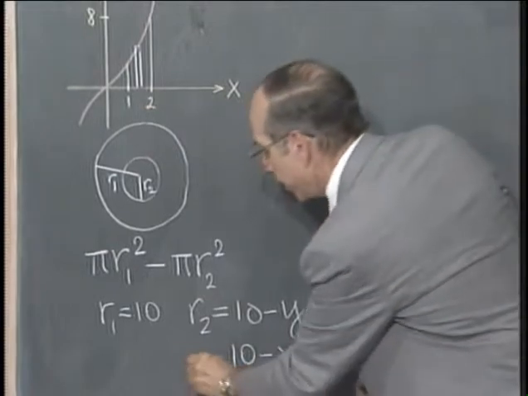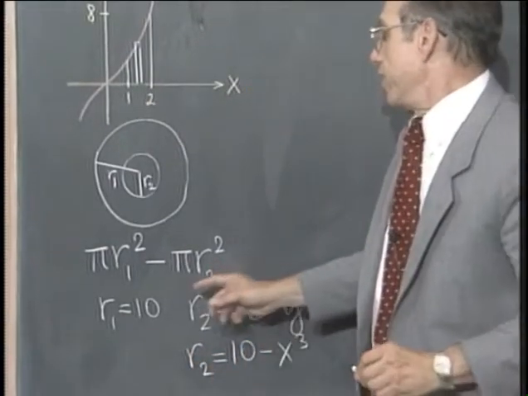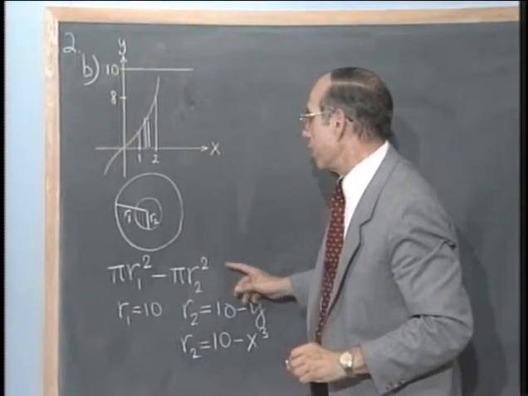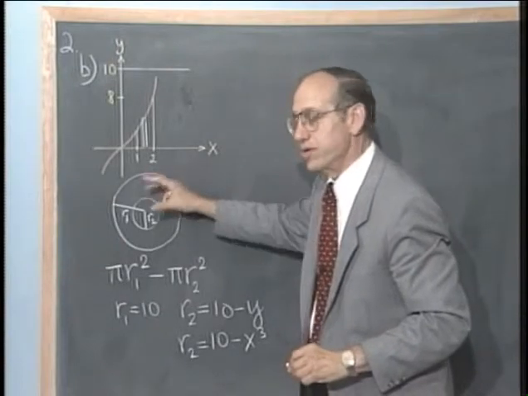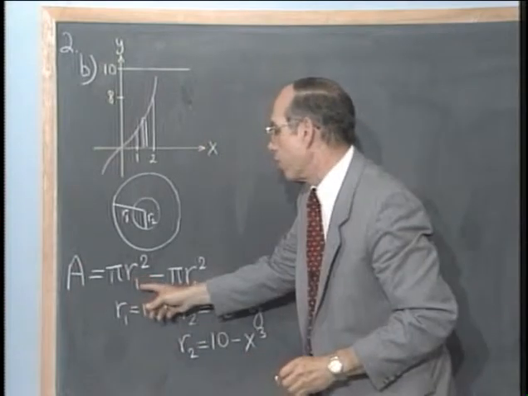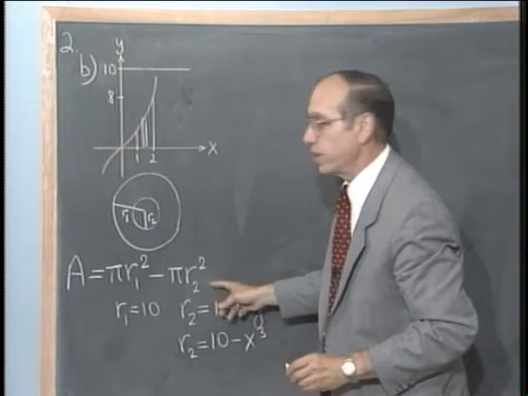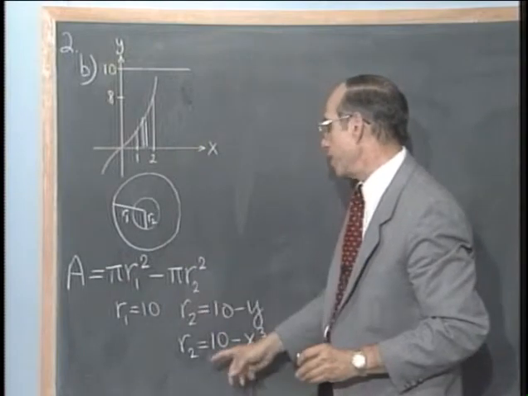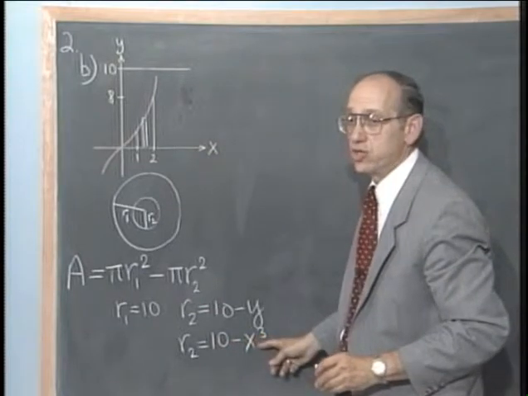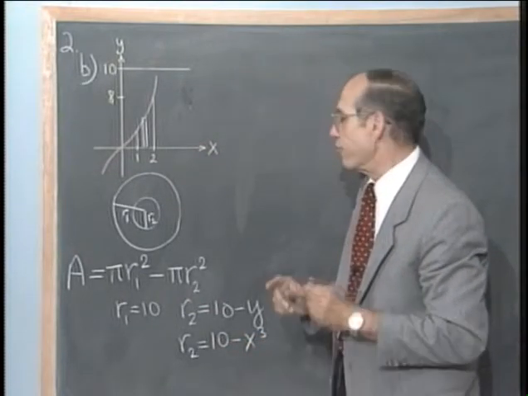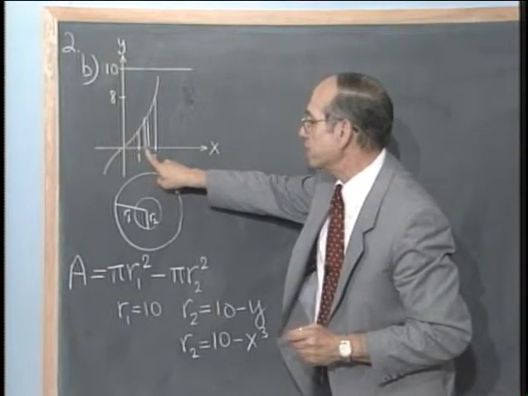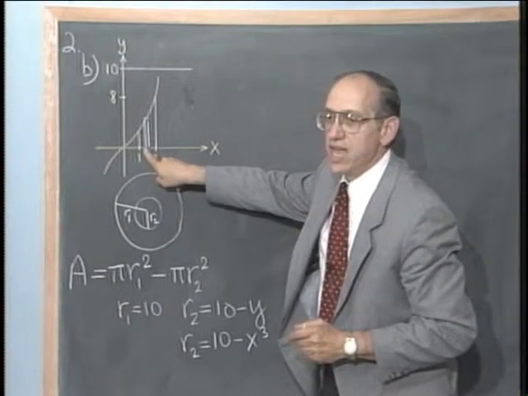Now, let's see if we can put all that together. We have the outer radius, we have the inner radius, and the area of the punctured disk is equal to pi r1 squared minus pi r2 squared. In other words, the area is equal to pi times 10 squared minus pi times the quantity 10 minus x cubed, all squared. To get the volume of this disk, we have to multiply by the thickness, and the thickness, again, is this little thickness, dx.